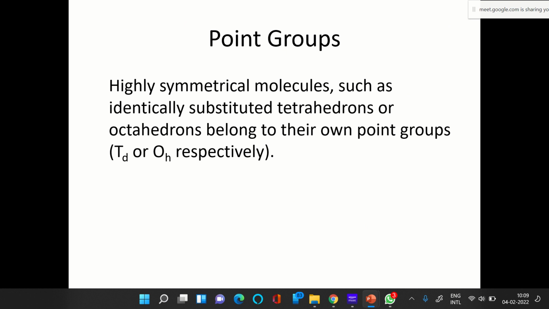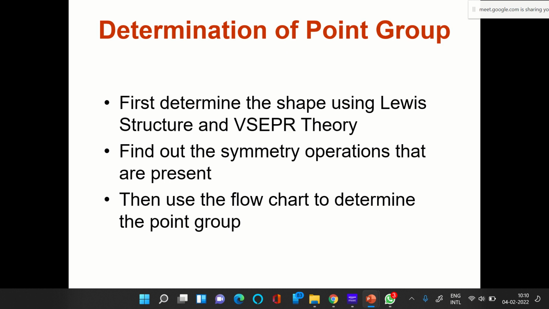For highly symmetrical molecules, as I told you, such as tetrahedrons and octahedrons, they have their own point groups, Td and Oh. These are the most common ones that we encounter. So the steps are: determine the structure by VSEPR theory, then find all the symmetry elements present, follow the flowchart, and determine the point group.